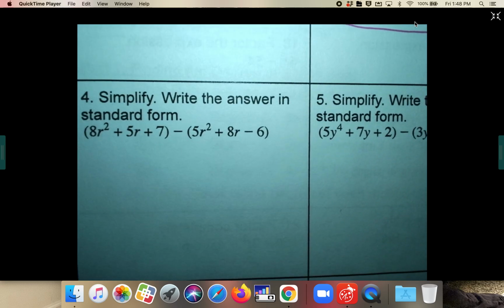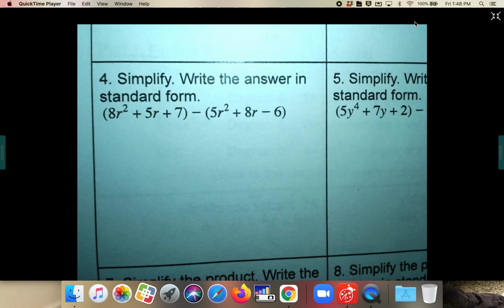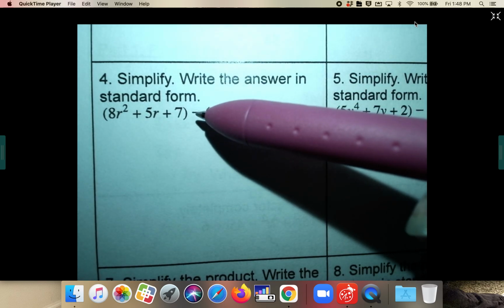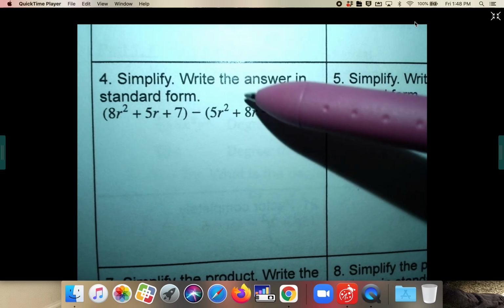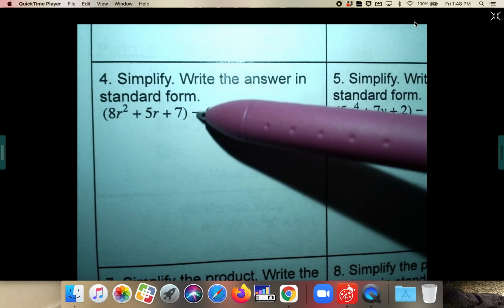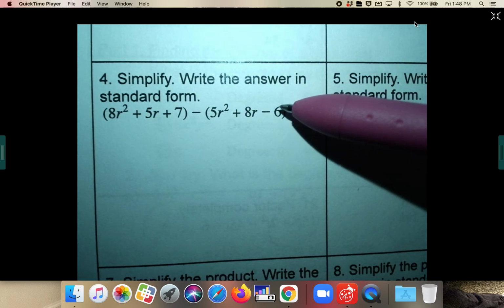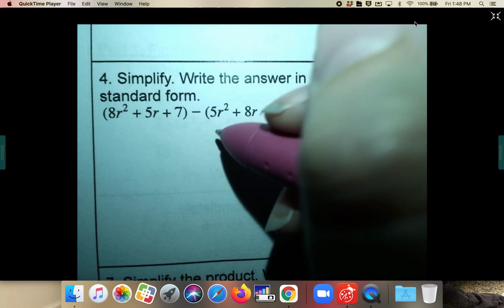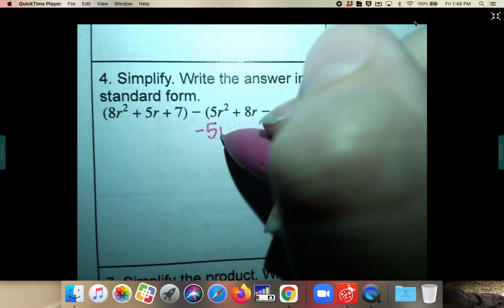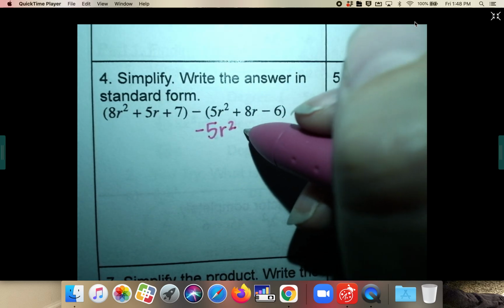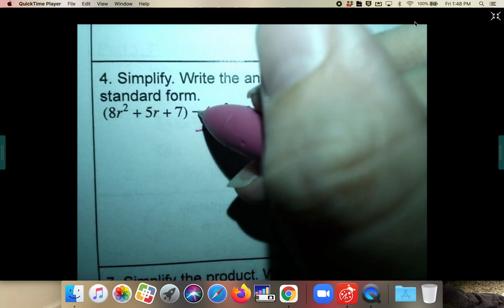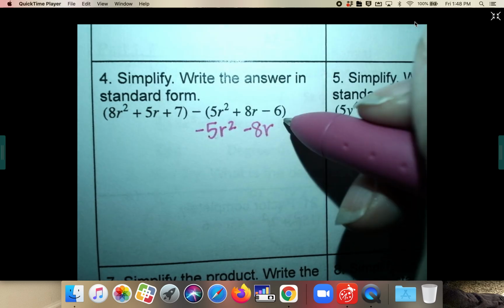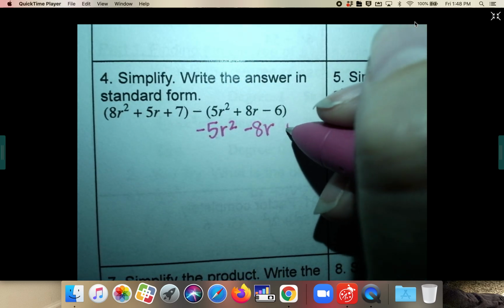All right, the tricky ones are subtracting. And so here we go. When you subtract, you have to actually distribute that hidden invisible negative 1 to each of these terms in my second set of parentheses. So instead of 5r squared, I want to look at that as negative 5r squared. Instead of 8r, it's negative 8r. And instead of negative 6, it now becomes negative times negative, positive 6.